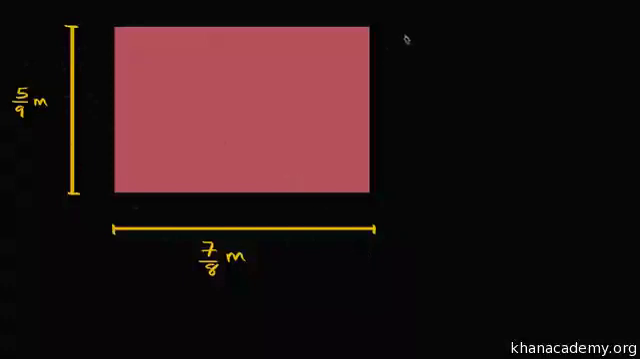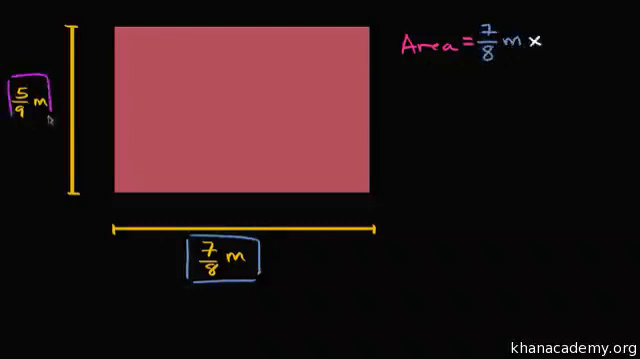Well, one way to think about it, you can say, okay, our area is just going to be the width times the height. We're just going to multiply these two dimensions. And so the width is 7/8 of a meter, so it's going to be 7/8 of a meter times the height, which is 5/9 of a meter, times 5/9 of a meter. And what's that going to get us?